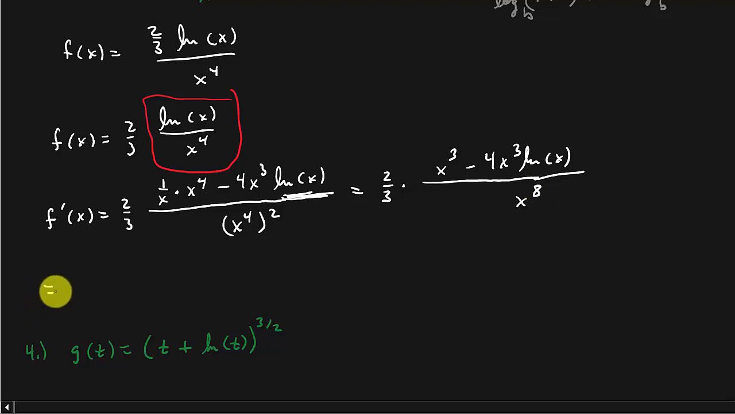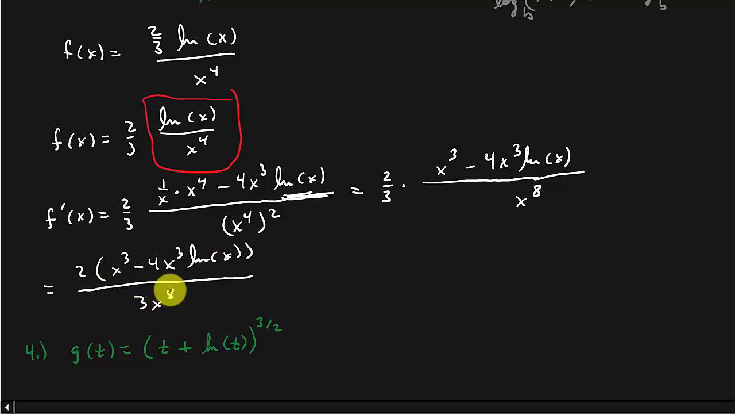And so now let's do one step. If you do this step, that's fine. If you don't, that's fine too. But x cubed minus 4x cubed natural log x over 3x to the 8th. I'm doing this so you can see all the steps. I don't want to leave anything out.